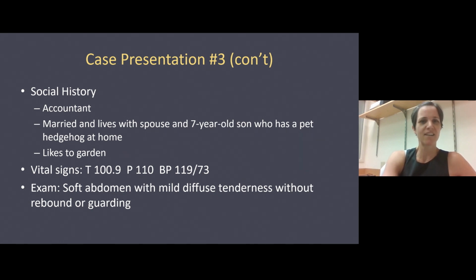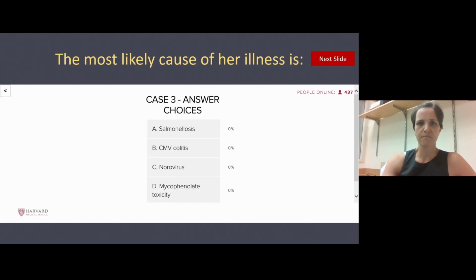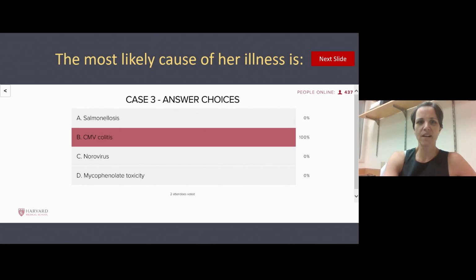We ID doctors like our home info, and she likes to garden, so she's outside a lot. When you see her, she's tachycardic and febrile. She has diffuse tenderness in her abdomen without rebound or guarding. So the most likely cause of her illness is A, salmonella, B, CMV colitis, C, norovirus, or D, mycophenolate toxicity.